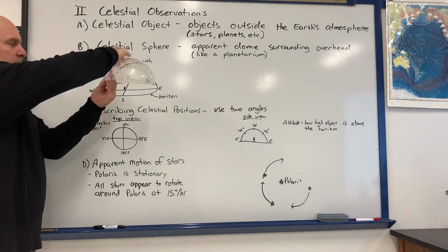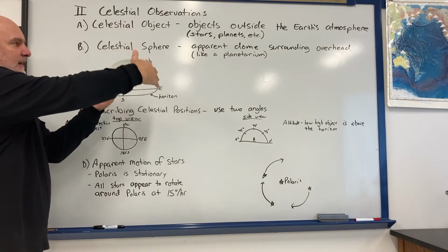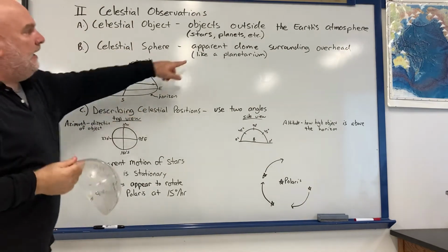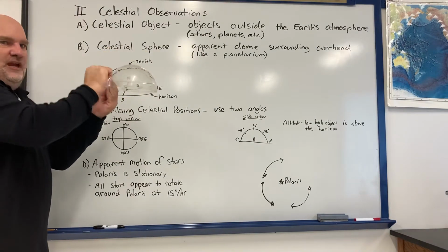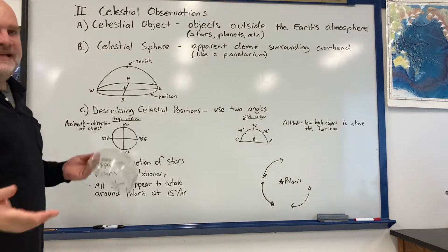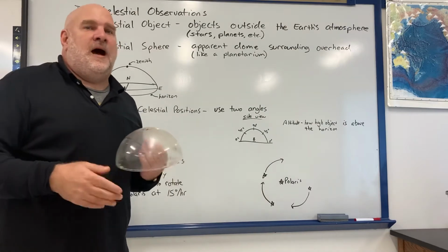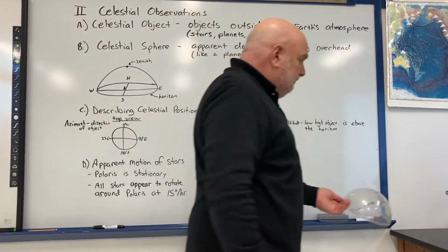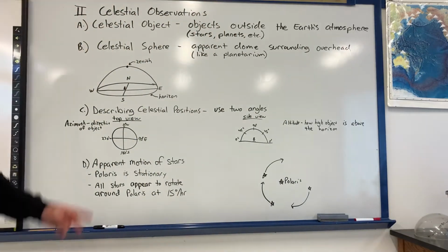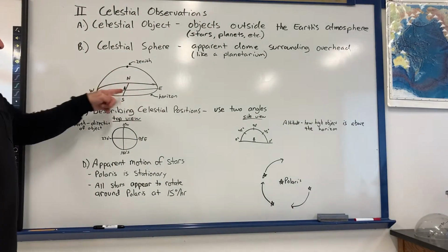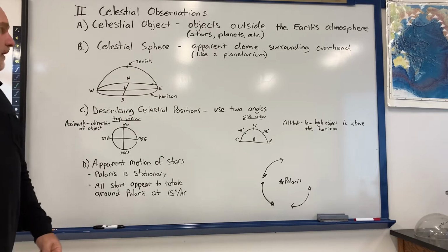The celestial sphere is going to act like a dome surrounding you, kind of like a planetarium, and the stars and stuff are locations on this dome. Again, we know that's not the case, but it's a convenient model used to describe the locations of things. Now, let's say I want to describe the location of something on that dome right there.